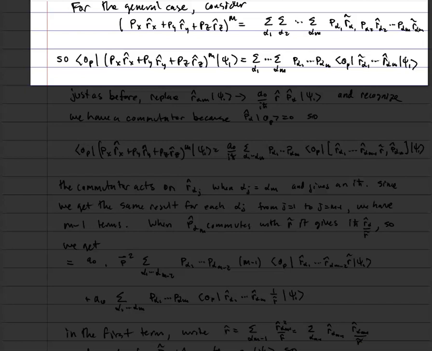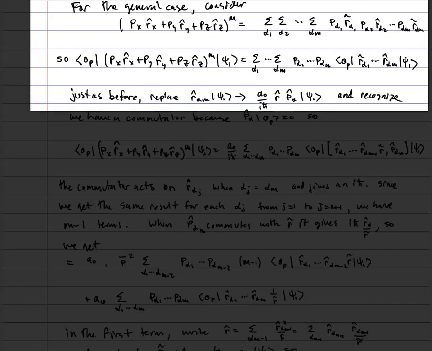Now I have to take the expectation value. The p alphas are all numbers. I can pull those all out. I have this expectation value of the product of the r alphas. We're going to replace r alpha to the m by a0 over i h bar r hat p alpha.